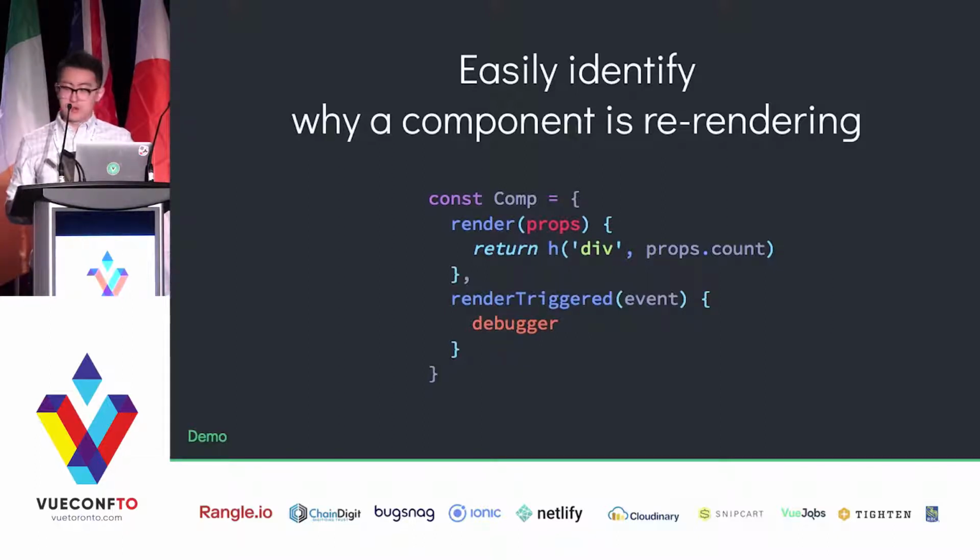Easily identify why a component is re-rendering. So this one is actually pretty important, because a lot of arguments against a mutable state management pattern like Vue's is that it's hard to understand what's going on when you mutate stuff. Everything just triggers. So now we're giving you the ability to just pause the world. You put a debugger inside the render triggered hook, and in your dev tools you'll be able to just look at the world as it is when the component is triggered, and you get an event.